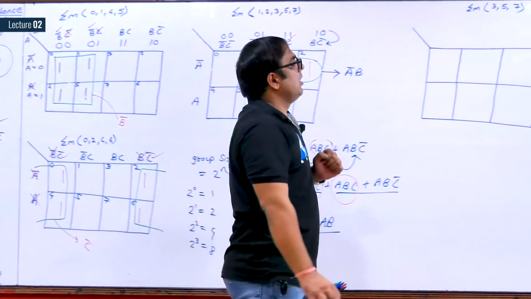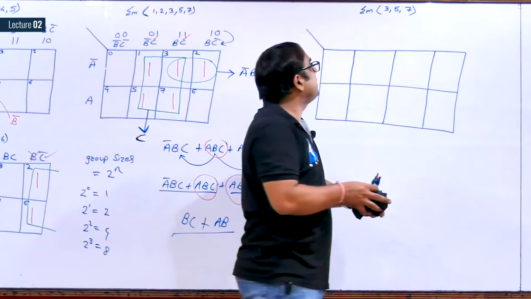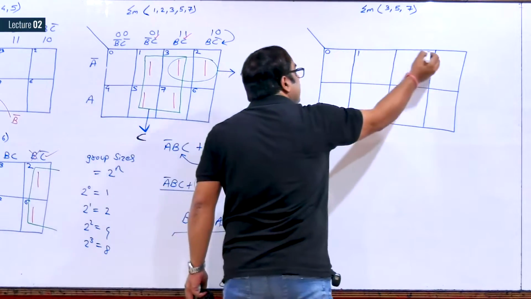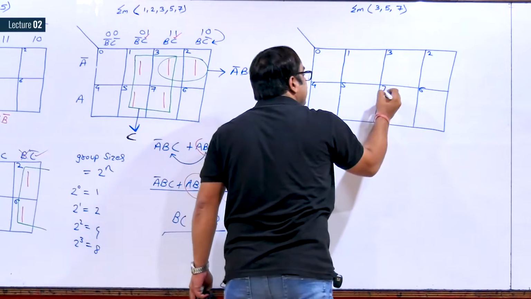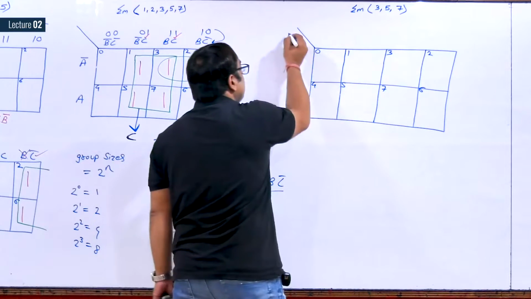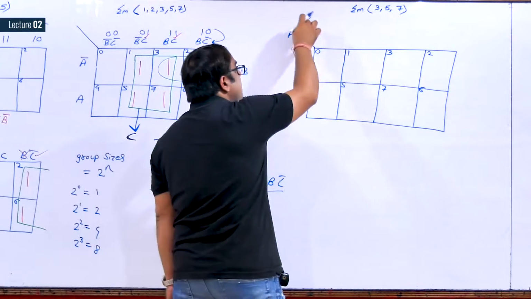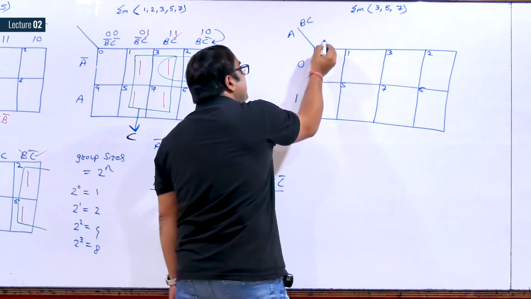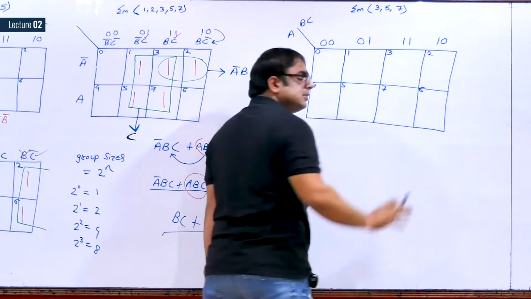Now, let us have some question for POS. What will not change is the cell number: 0, 1, last one is 2, second last is 3, 4, 5, last one is 6, second last is 7. This will not change. Now, this is A, this is B and C. So A is equal to 0, A is equal to 1, and BC is equal to 0 0, 0 1, 1 1 and 1 0.